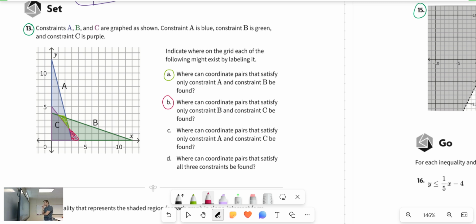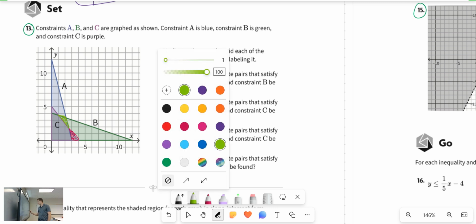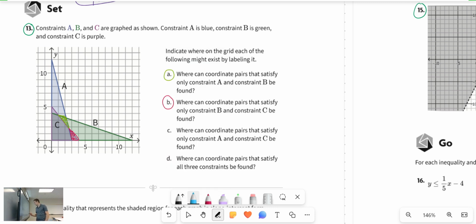Now part C: where can coordinate pairs that satisfy only A and C be found? Only A and C, we'll do this in a light blue, I suppose. A and C look to overlap here without overlapping B, so we'll do this section.